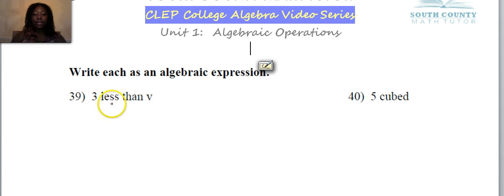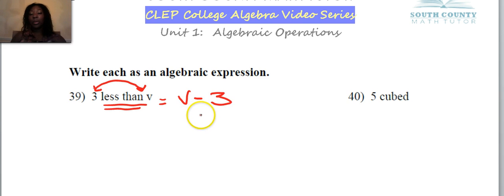So 3 less than v. Again, here's the word less than. Switch word. So it's not going to be 3 minus v, it's actually going to be v minus 3. Which will make a difference because if you think about it, let's say v was 10. 10 minus 3 would be different from 3 minus 10. 10 minus 3 would be 7. 3 minus 10 would be negative 7. So those things are different and it's important to know. 5 cubed. 5 to the third power.